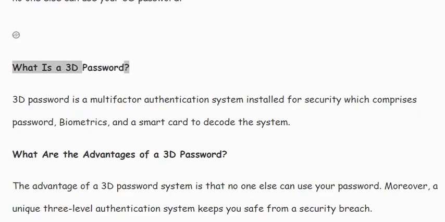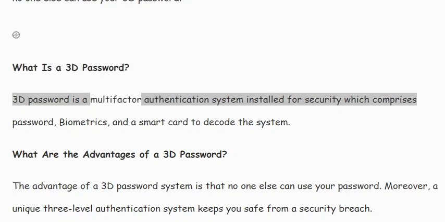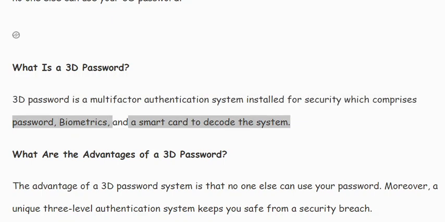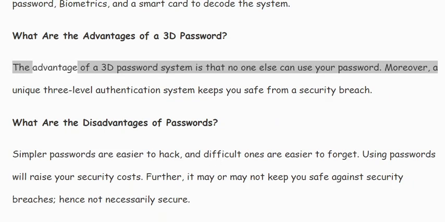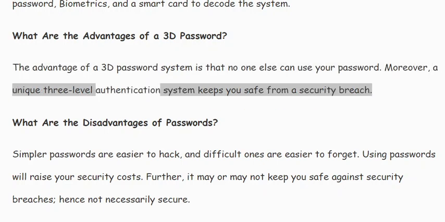What is a 3D password? A 3D password is a multi-factor authentication system installed for security which comprises password, biometrics, and a smart card to decode the system. What are the advantages of a 3D password? The advantage of a 3D password system is that no one else can use your password. Moreover, a unique 3-level authentication system keeps you safe from a security breach.